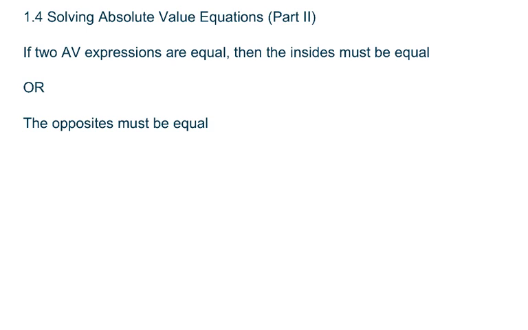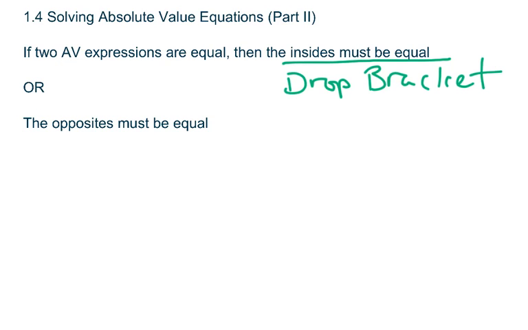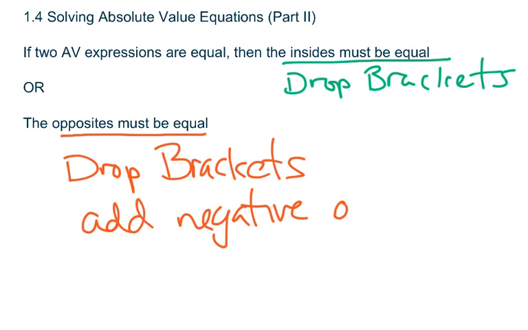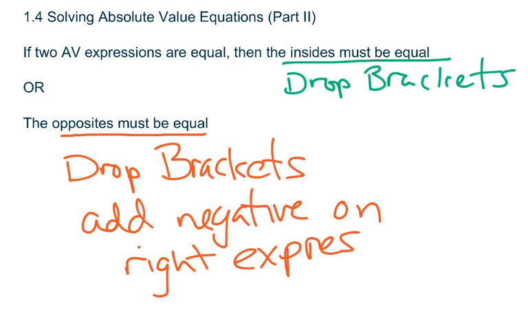Okay, so the one big piece of information you could say: if two absolute value expressions are equal, then one of two things must happen. Either the insides must be equal, and really what that means is drop the brackets, and then once we drop the brackets, we'll solve like normal, or the opposites must be equal. And what this one means is drop the brackets again, but we're going to add a negative on the right expression, the right-hand expression, and I'm going to show you what that entails.